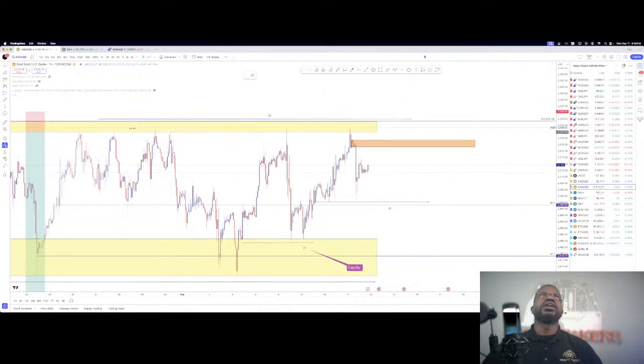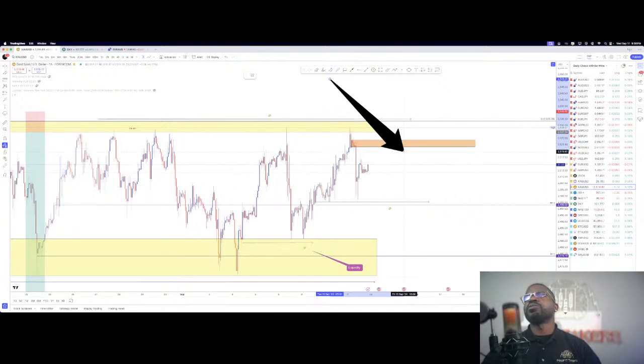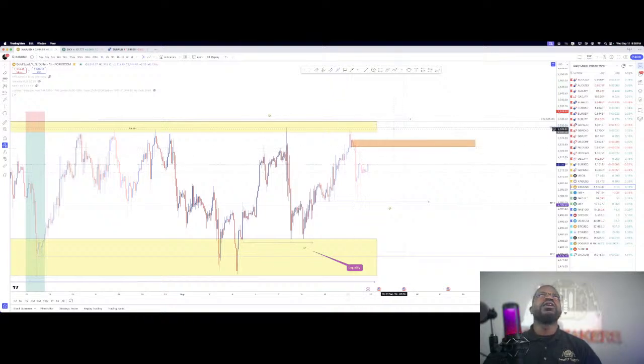Since we did get a big rejection right here at this high, and price failed to break above this high, again, if we're just following the simple rules of the downtrend, price creating lower lows and lower highs, we should definitely get a break of the lows down here.